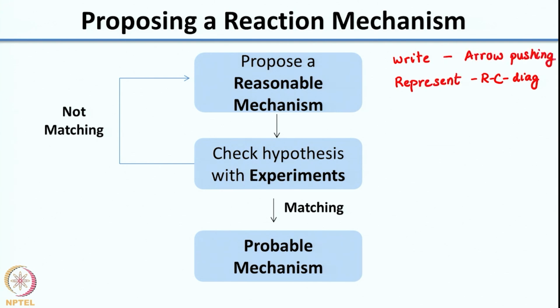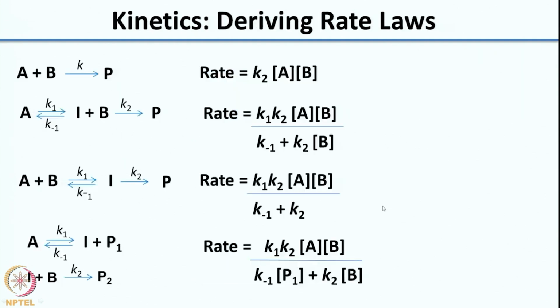So then we moved on to what are the experiments that people usually use. So we moved on to what are the experiments people use to check reaction mechanisms. So we started with kinetics. So we looked at simple reactions, elementary reactions, much more complex reactions, and we were able to systematically derive rate laws for all these reactions.